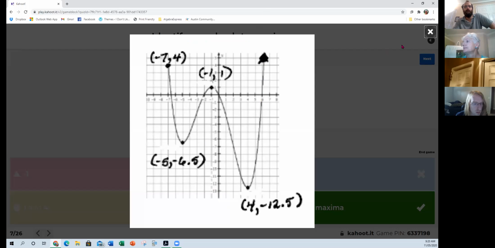But what about the number 4 though? Does that not count? Well, no, because 4, it stops there, right? But the graph goes way past 4. Oh, so you're saying it has to be the whole thing. Yes. Okay.